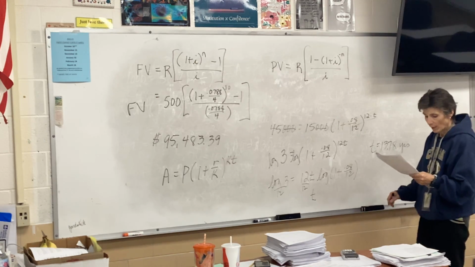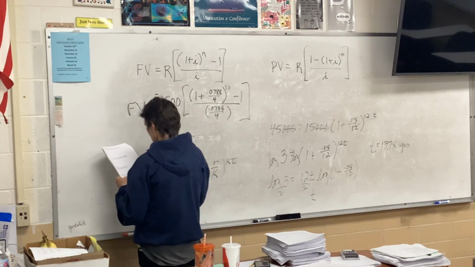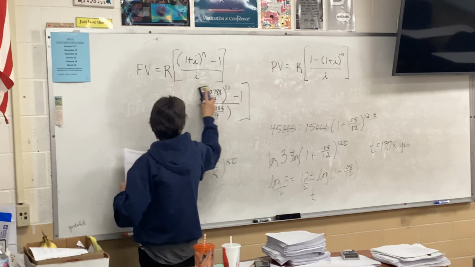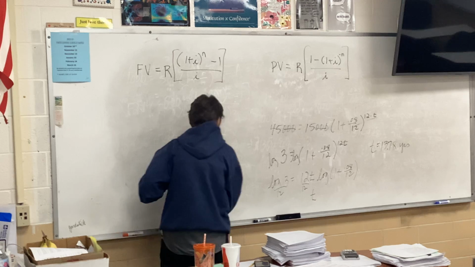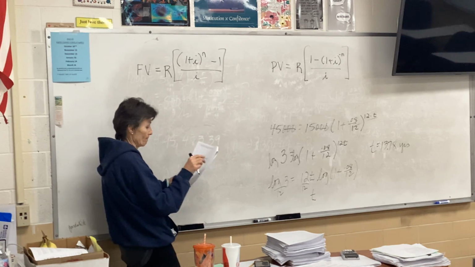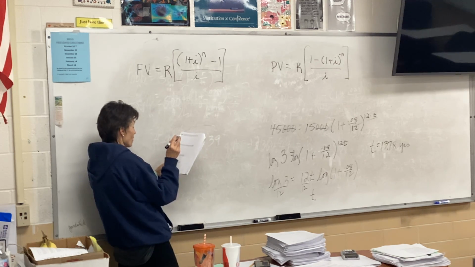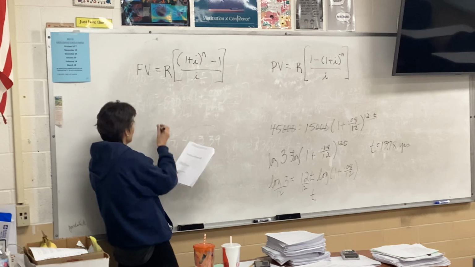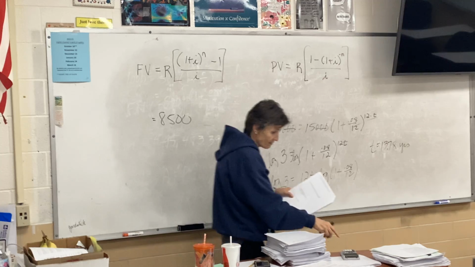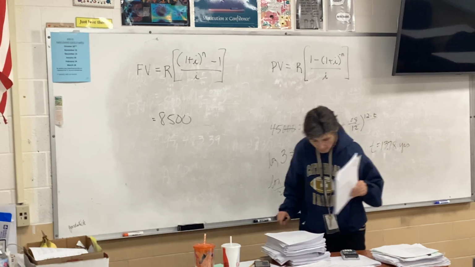Number 10. What interest rate, compounded monthly, is required for an $8,500 investment to triple in 5 years? Well, it's essentially the same problem, guys, except the variable's different. What interest rate is required for an $8,500 investment to triple? So what's 8,500 times 3? 25,500.